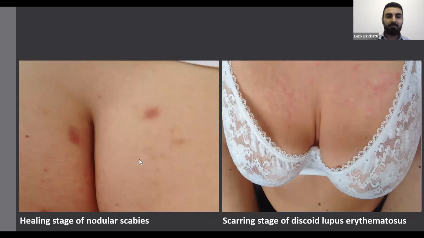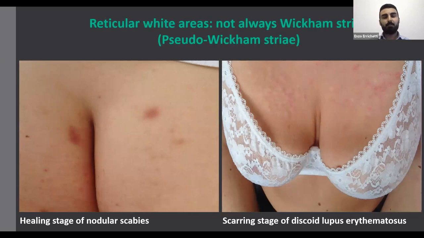On the left, we have a healing stage of nodular scabies, and on the right, a scarring stage of discoid lupus. This is due to the fact that reticular white areas do not necessarily mean Wickham stria. We also have the so-called pseudo-Wickham stria. I named them pseudo-Wickham stria.